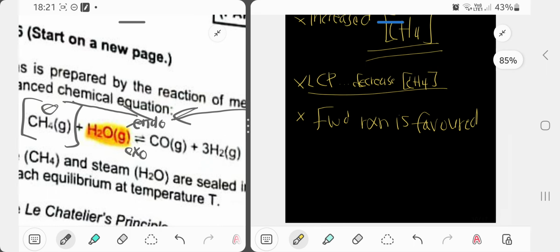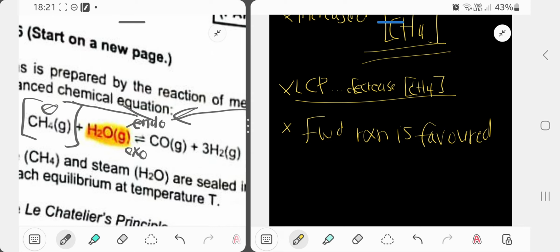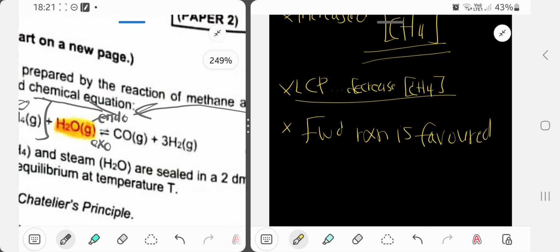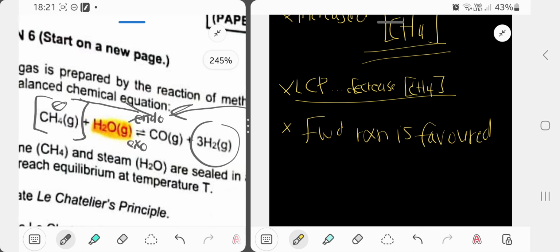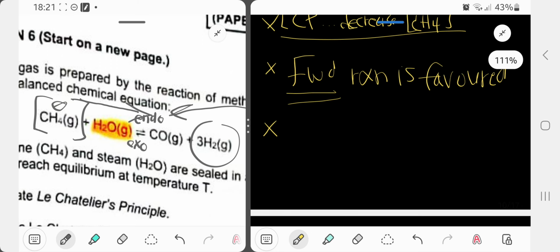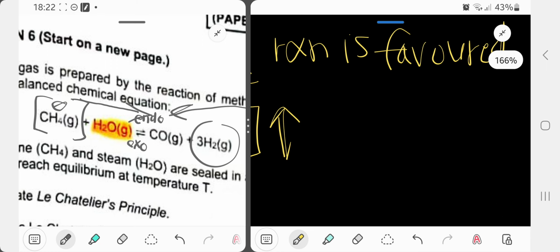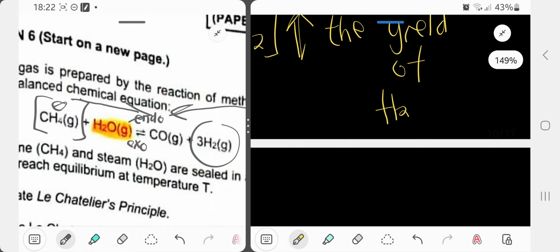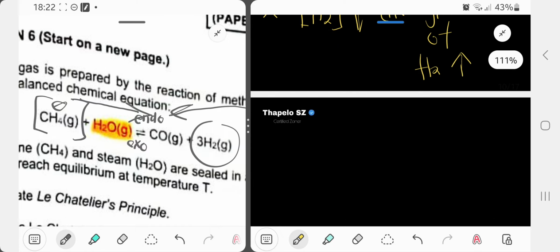So now these are the points that we have, right? These are the facts that are happening here. But the question actually was, how will this affect the yield of H2? So remember, H2 is a product. So if more products are being formed, aka the forward reaction is favored, this means to us that the concentration of H2 gas will increase. So that's what will happen to this guy here. So you could even write that the yield, since they put it in that way, the yield of hydrogen gas increases. Okay, so now we're done with that question.